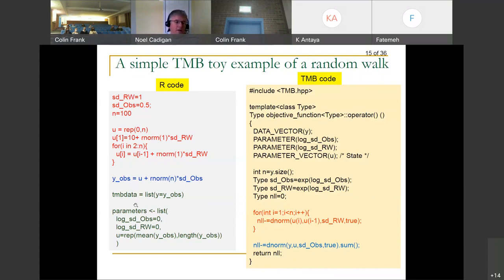Then we have a bit of code here to start packaging up the data for TMB, pretty simple. TMB also requires information on what the parameters and random effects are, and you need to give them starting values. So here's the TMB code for a random walk. It's not extensive. I'm not going to go through the details, but this is the little bit of code to determine the distribution of the random effects in this example, the U random walks, and this is the distribution of the data conditional on the random effects.